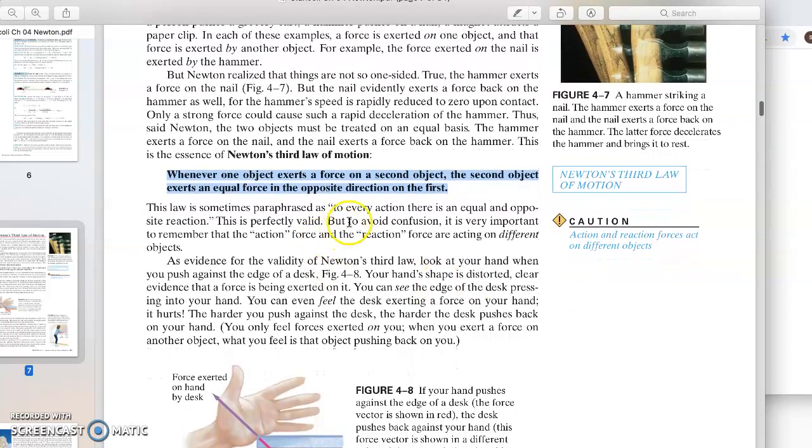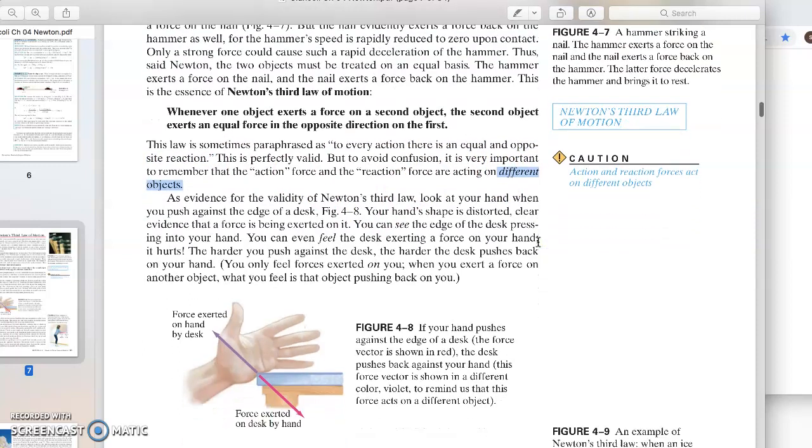So in other words, we say to every action, there is an equal and opposite reaction. This is Newton's third law in simpler words. To every action, there's an equal and opposite reaction. All right, acting on different objects. The action and reaction are acting on different objects.